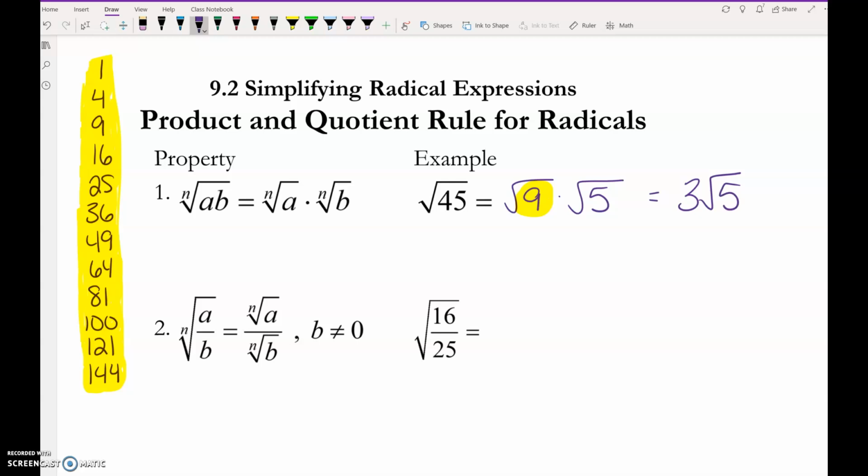If you have one square root with division inside, you can split this up into the square root of 16 over the square root of 25. So you would have 4/5.